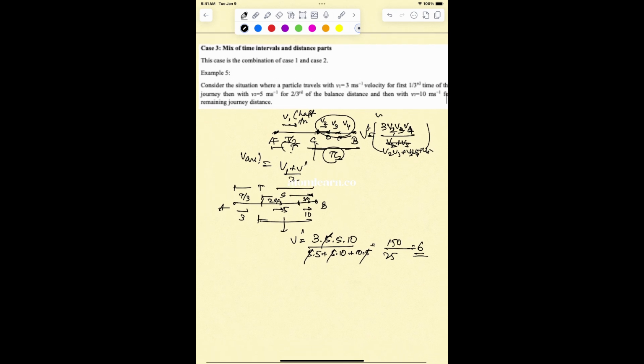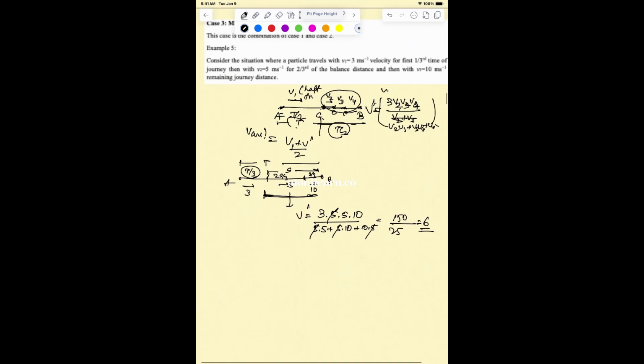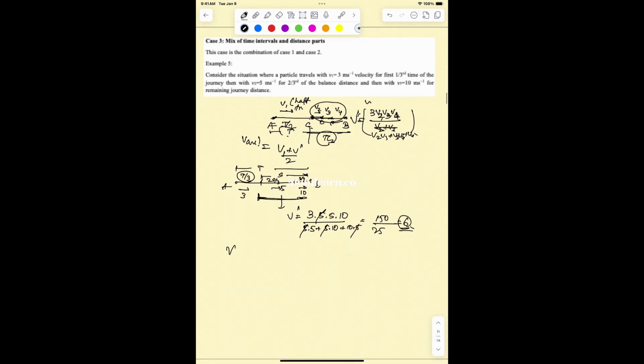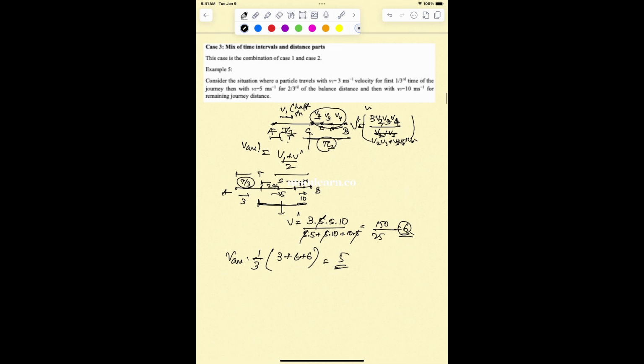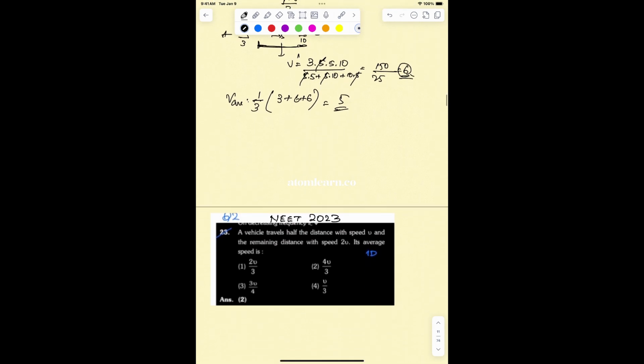Therefore, this is for the second part, which is nothing but 2T by 3. Why? Because the first part is T by 3, and the balance part is going to take time 2T by 3. Now the average value is 6. Therefore, your final answer V average is a simple arithmetic average: 1/3 of the first value, 3, and 2/3 of 6, which is 6 plus 6. Therefore 12, 15. The final answer is 5. This is how you must do this.